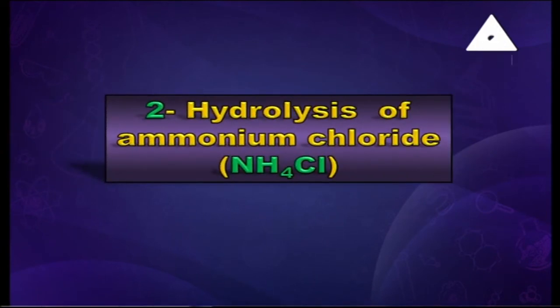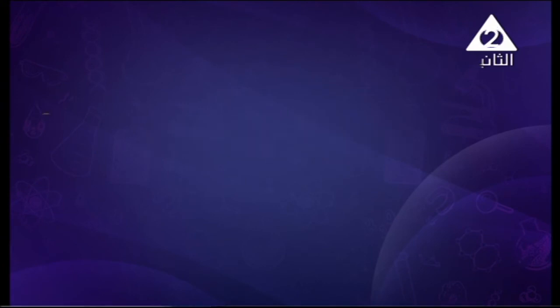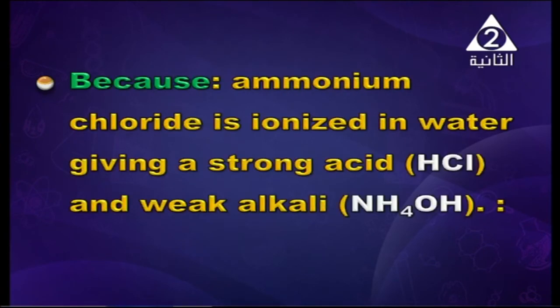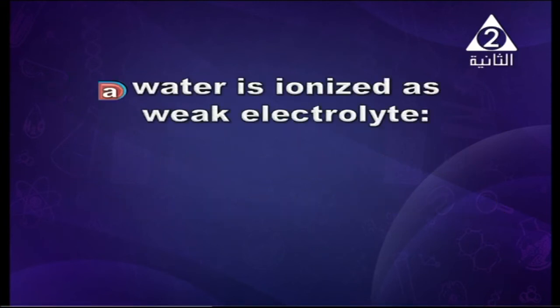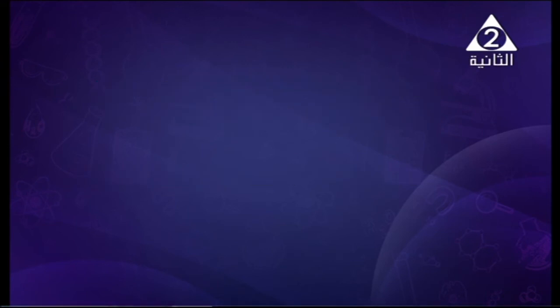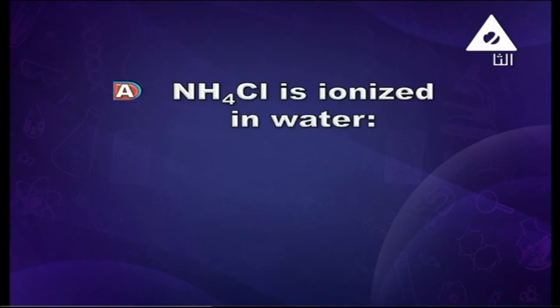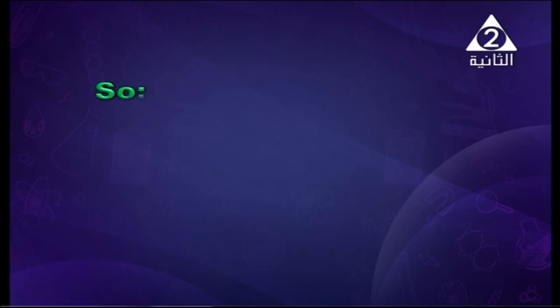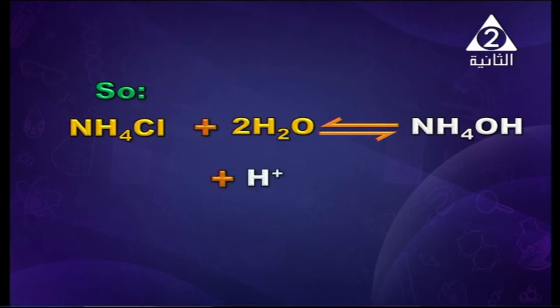Hydrolysis of ammonium chloride, and we have to give a reason for this point. Here, ammonium chloride solution is acidic because ammonium chloride is ionized in water, giving strong acid hydrochloric acid and weak alkali ammonium hydroxide. As water is ionized as a weak electrolyte into hydrogen ion and hydroxide ion, and the ammonium chloride is ionized into ammonium ion and chloride ion, so ammonium chloride plus water gives ammonium hydroxide and hydrogen ion and chloride ion.